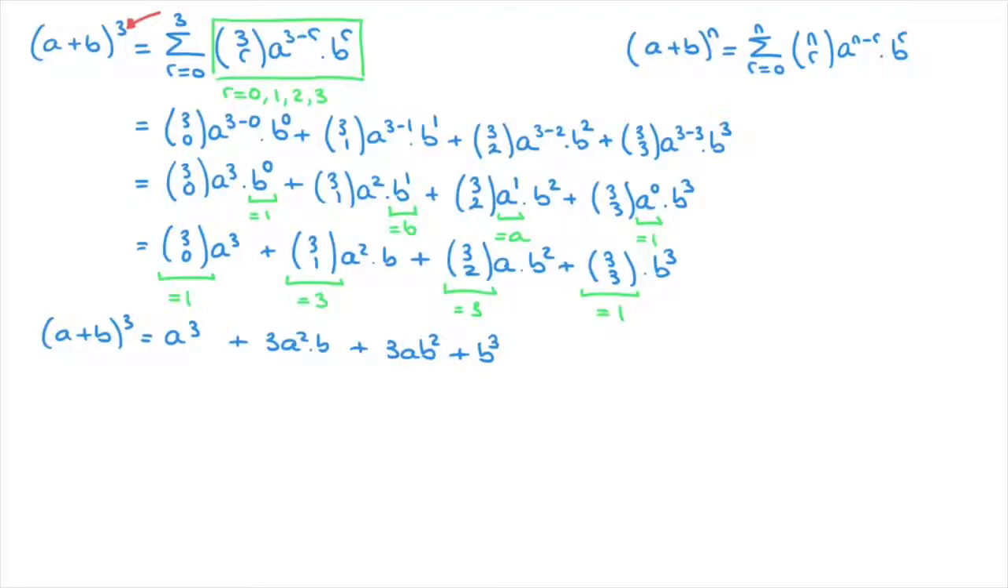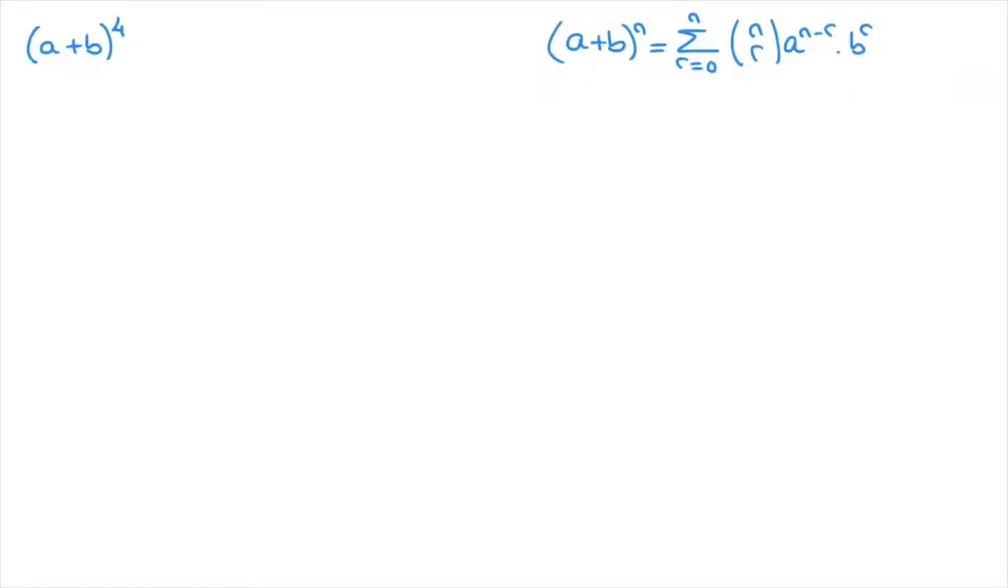Let's go ahead and look at another example. Say we have to write all of the terms in the expansion of a plus b raised to the power of 4. Well, once more, let's start by reminding ourselves of the binomial expansion formula. Remember, that was a plus b raised to the power of n equals the sum from r equals 0 up to n of the binomial coefficient n r times a to the power of n minus r times b to the power of r.